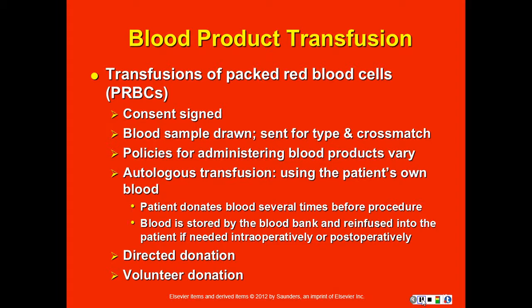We get a blood sample drawn and sent for typing and cross-matching. We make sure that we know what our policy is regarding blood administration at our hospital. Okay. There are different types of transfusion that we've talked about. You may have an autologous where the patient actually donates blood ahead of time for us to give back to them. All right, that's autologous.